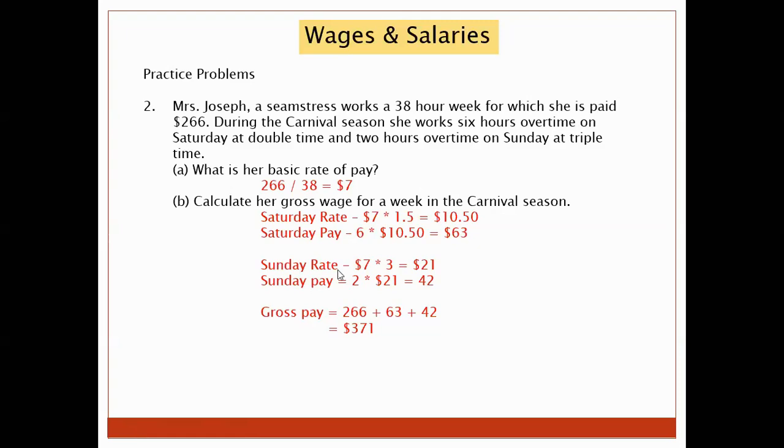All right, so Mrs. Joseph, a seamstress, works a 38-hour week, for which she's paid $266. During the carnival season, she works 6 hours overtime. Oh, I made a mistake. She works 6 hours overtime on Saturday at double time and 2 hours overtime on Sunday at triple time. So A, her basic pay was $266 divided by 38 to give her $7. I'm going to change my Saturday information. Saturday, her rate was, let me add a text box over it. Her pay rate was $7.